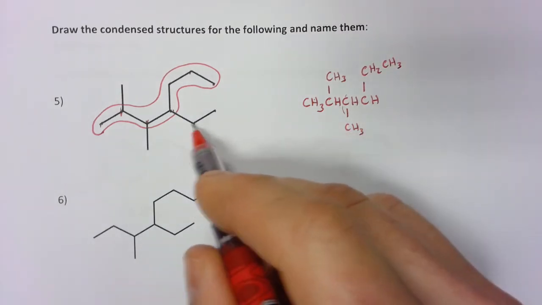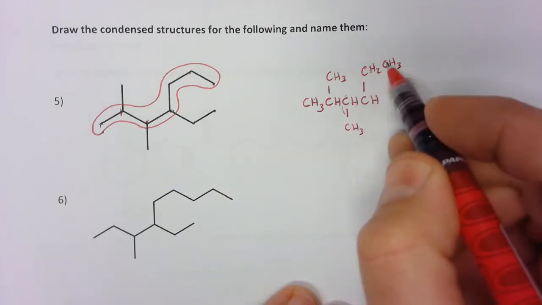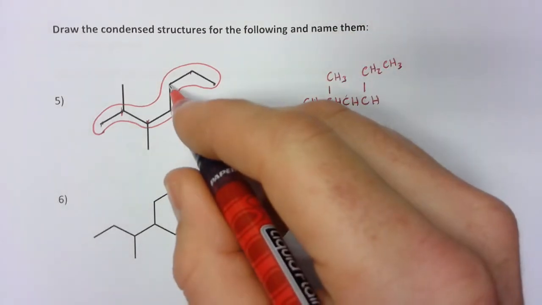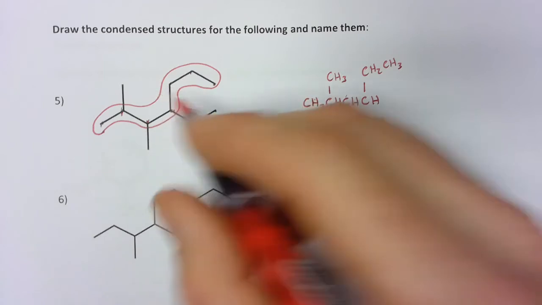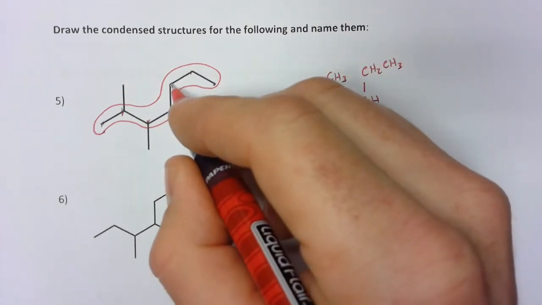Okay, CH2, CH3, that's what these two are. And then the next 3 have no substituents, so it's just CH2, CH2, CH3.